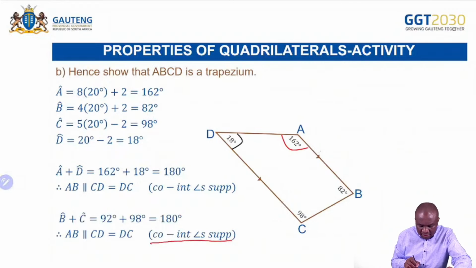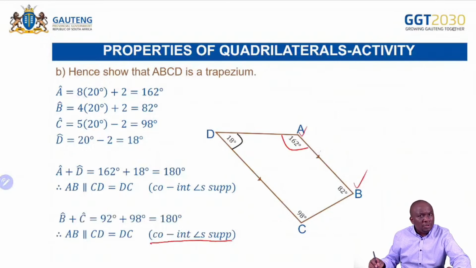But now, if we add B and A, if we add this angle and this angle, we don't get 180 degrees, meaning that AD and BC are not parallel. So we have only one pair of opposite sides being parallel here. So this is a trapezium. Okay, right. That's what we're supposed to do.